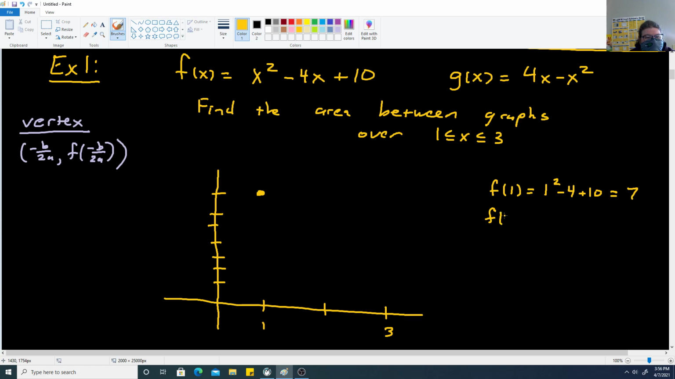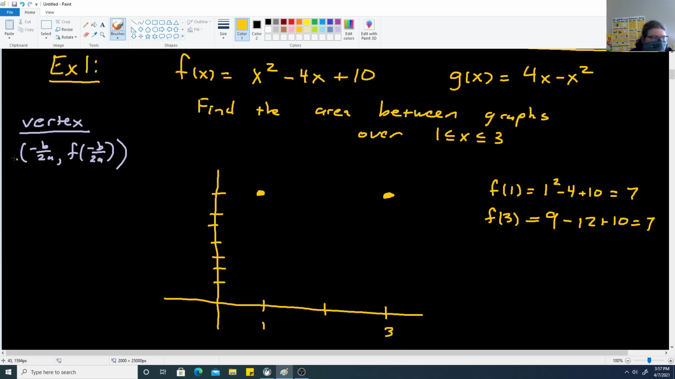F of 3, since I'm only looking at the region 1 up to 3, I'm trying to figure out where the parabola starts. I know this is a parabola opening upwards. I need to figure out where it stops, and I need to figure out the vertex of the parabola, and then I'll do the same thing with this g of x. So when I put 3 in here, 3 squared is 9, minus 4 times 3 is 12, plus 10. So negative 12 plus 10 is negative 2. If you have 9 and you take 2 away, that is also 7 in this situation. So our starting and our stopping point of the f of x function are at the same place.